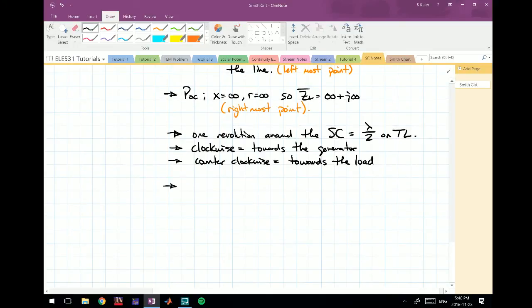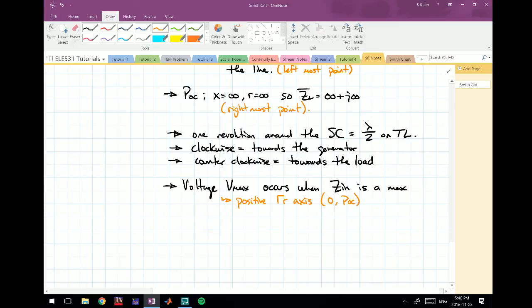So we have some properties of voltages. So we have a voltage Vmax, which occurs when Zin is a max. Okay, and so this point we can actually consider to be along the positive gamma r axis at the point 0 POC. So whenever I'm at 0 POC, I am at Vmax. This is the maximum along the line.